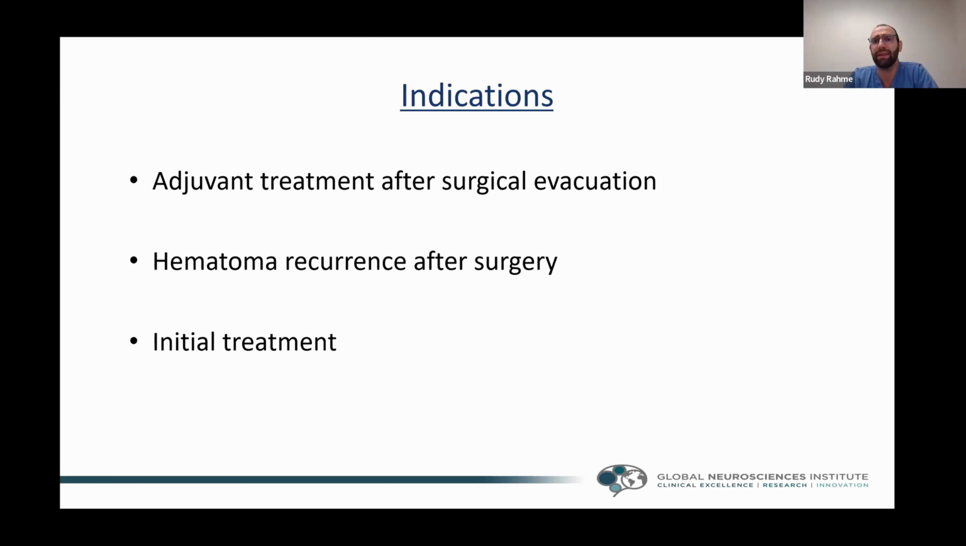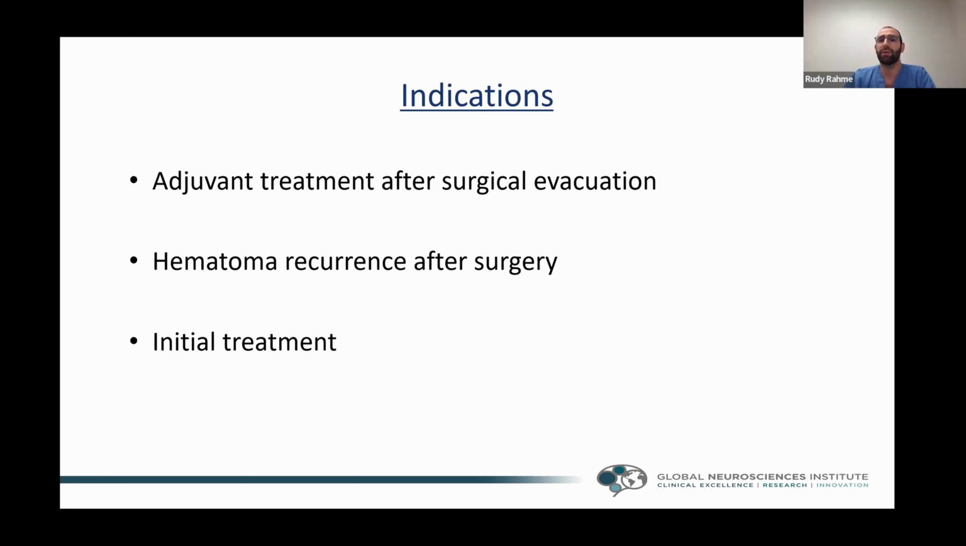So the main indications there are threefold. One, the most common one that we've seen and that we've used so far, is an adjuvant or adjunct treatment after surgical evacuation. So you evacuate, you're worried about somebody who's going to recur. They're old, they have an atrophic brain, they're on anticoagulation, so you do the MMA embolization. Or you see a lot of membranes, you're not able to dissect the membranes, so that's what it is.